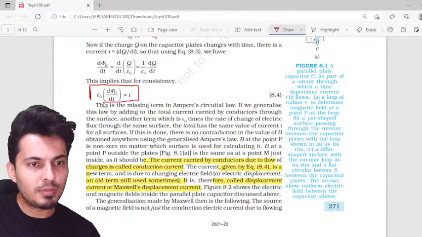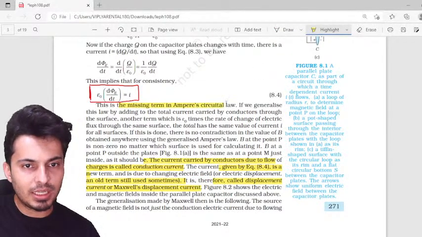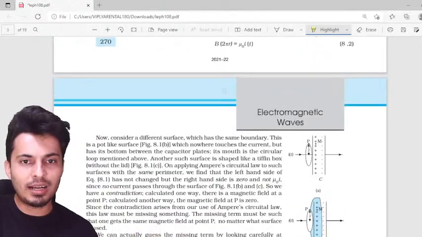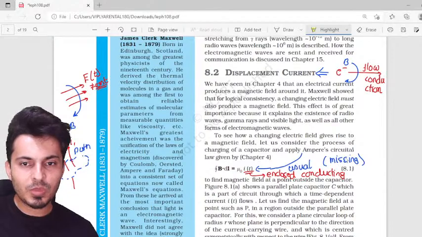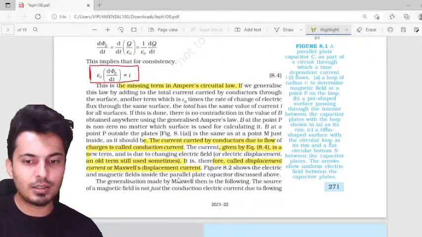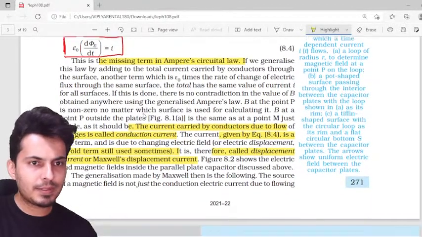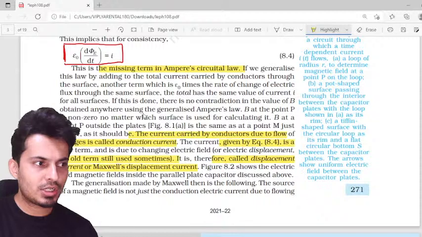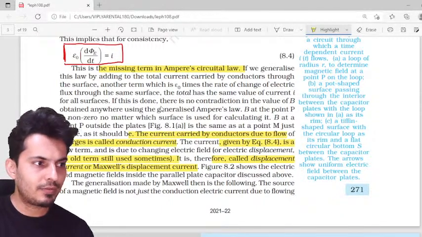This is the missing term in Ampere's loop law. Remember, on the top I had told you there is something missing. So that's exactly the missing term right over here. I hope you guys are able to see it properly. In case you're not able to see it, I'm just zooming in on it a little bit. I hope that is fine.